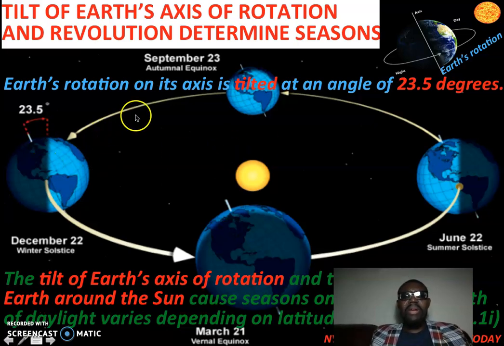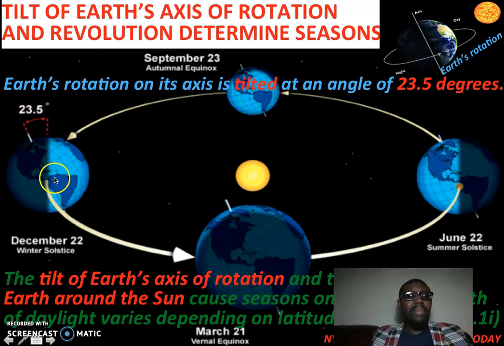So if you look at the Earth revolving around the sun, on December 22nd, we can see that the Earth is tilted, it's always tilted at an angle of 23.5 degrees.